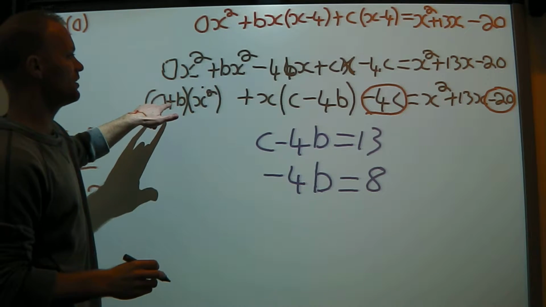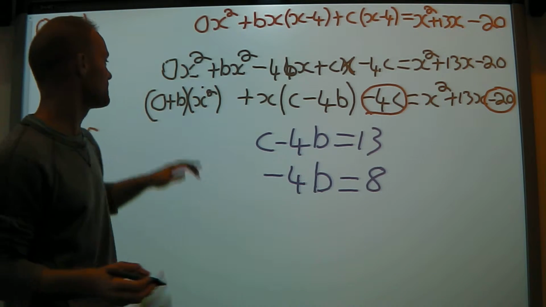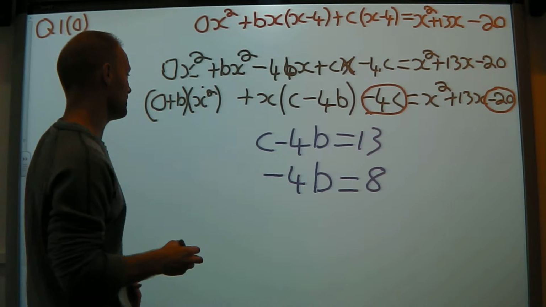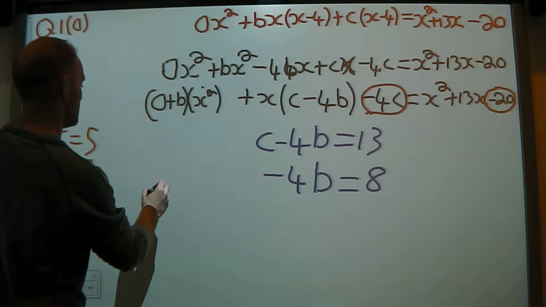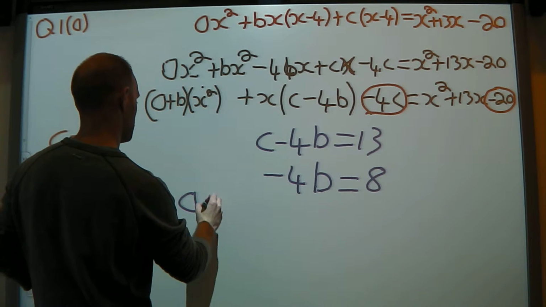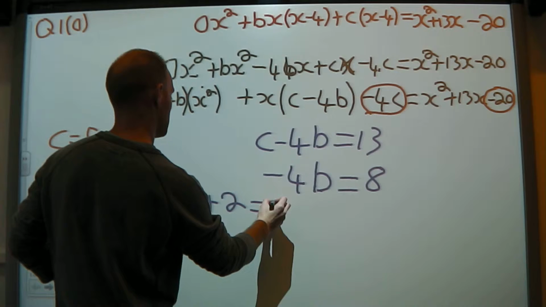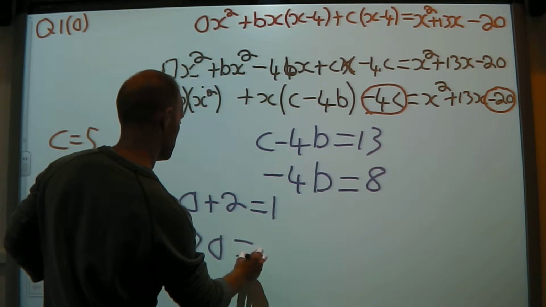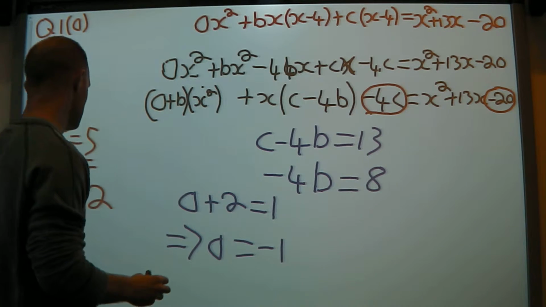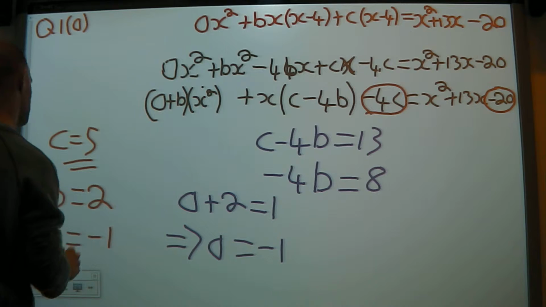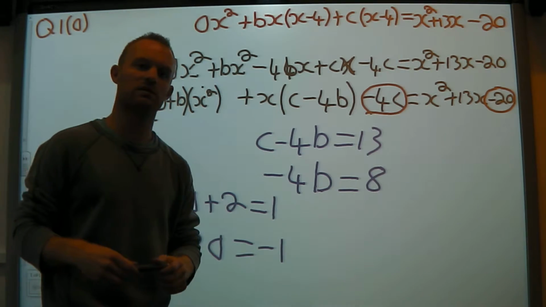And we have another term here, our x squared term coefficients. That means a plus b must equal, our coefficient here is 1. So a plus b equals 1, we know b is 2. So we have a plus 2 is equal to 1. So that implies a is equal to negative 1. So your a is equal to negative 1, b is equal to 2 and c is equal to 5.